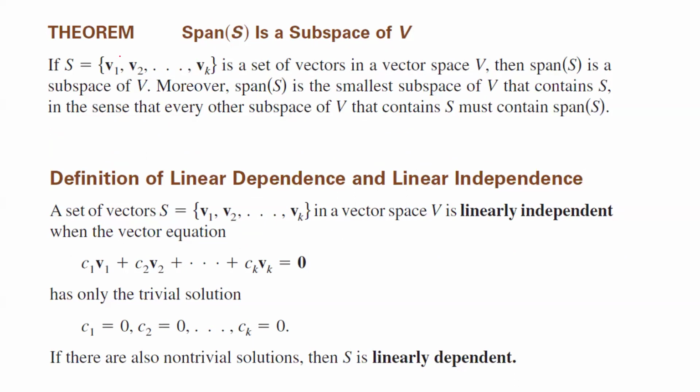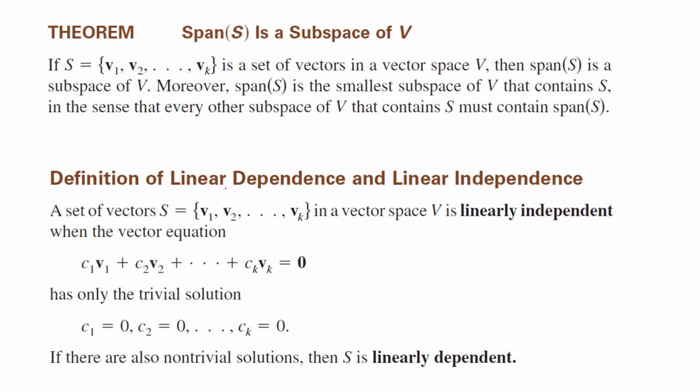So if S, including V1, V2, V3, and Vk, is a set of vectors in a vector space V, then the span S, which is all possible linear combinations of these vectors, is a subspace of V. Moreover, span S is the smallest subspace of V that contains S. In this sense, every other subspace of V that contains S must include all of those linear combinations as well.